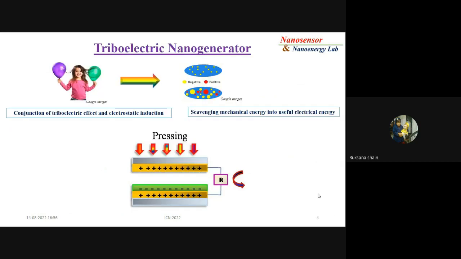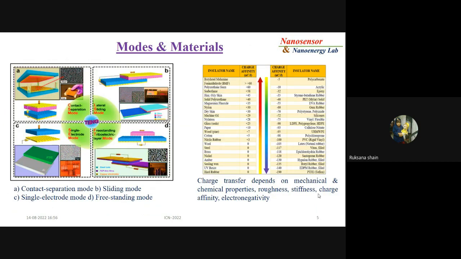So what is a triboelectric nanogenerator? When we apply any kind of load, pressure, or friction, we can generate electricity from that. Basically, a triboelectric nanogenerator is an energy harvesting device. It converts external mechanical energy into electrical energy by the conjunction of the triboelectric effect and electrostatic induction. This new type of nanogenerator was first developed by Zhong Lin Wang in 2012. It is small, wearable, and can operate anytime, anywhere, regardless of weather conditions.